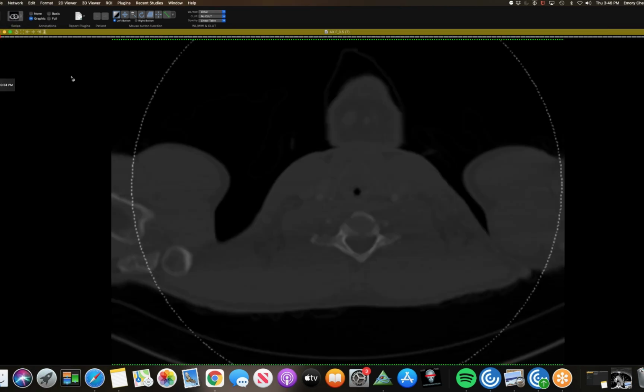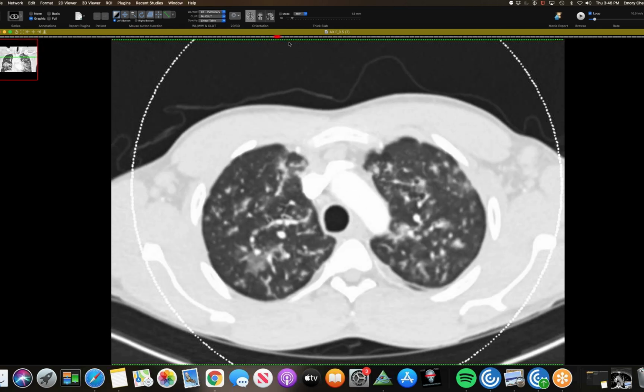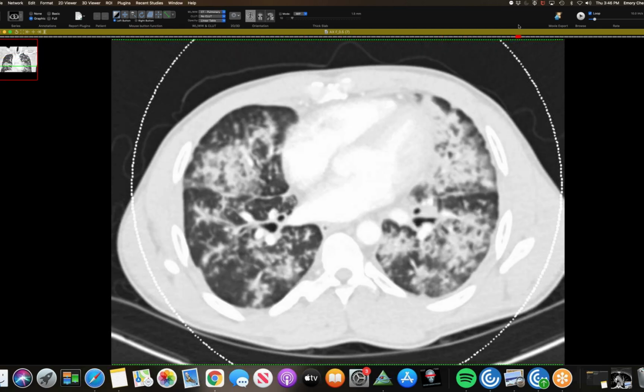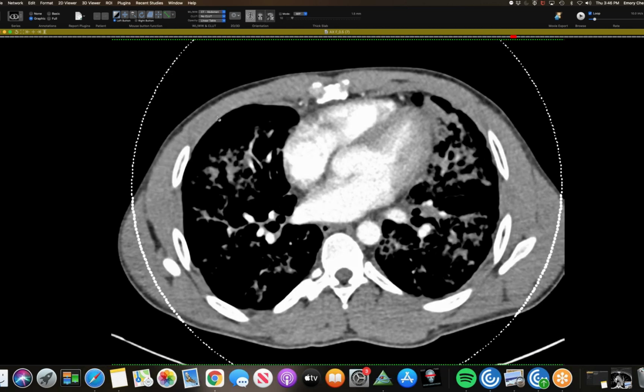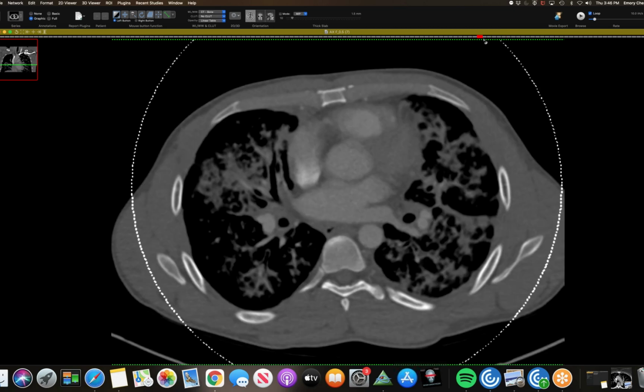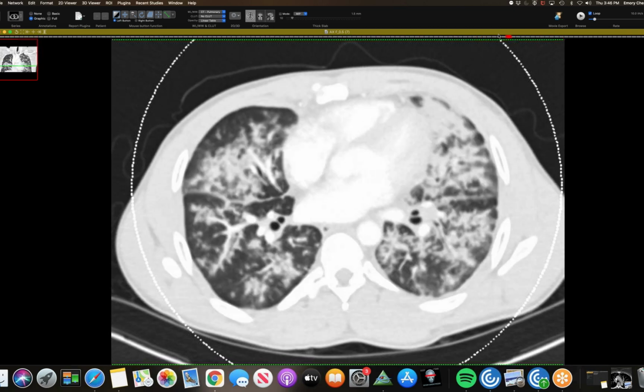Okay, so I showed this case a few weeks ago, and I have some follow-up pathology. Perfect. So, a patient with HIV, and this was a presumed Kaposi sarcoma, just extensive thickening along the bronchovascular bundles.